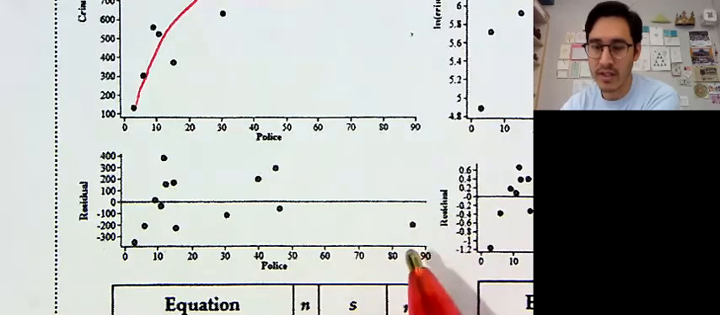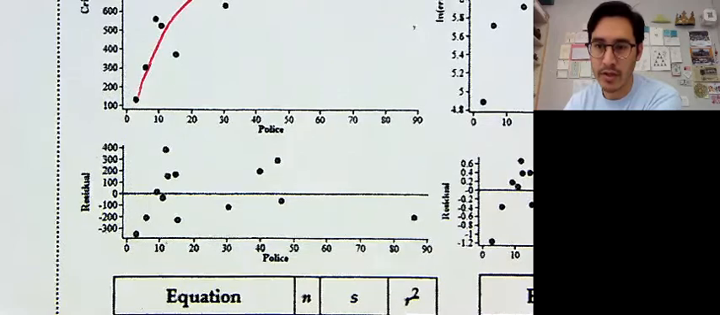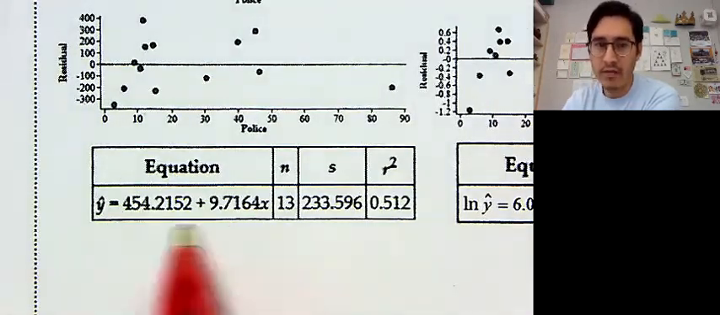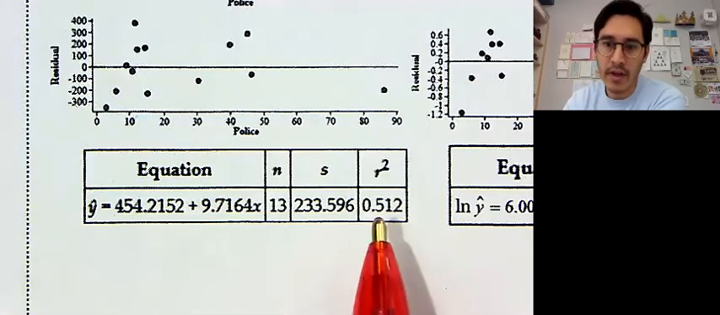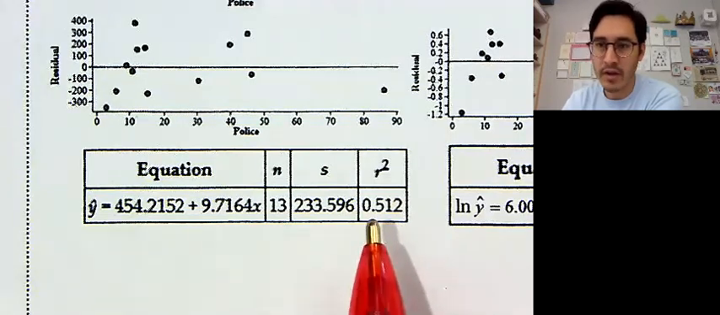There's one point here that seems to have high leverage, with an extreme X value. Here's the equation of the line, not of a curve, but if we fit a line, this would be the equation. The R-squared value is only around 0.51, so only about 51% of the variation in crime rate is being explained by the number of police officers.